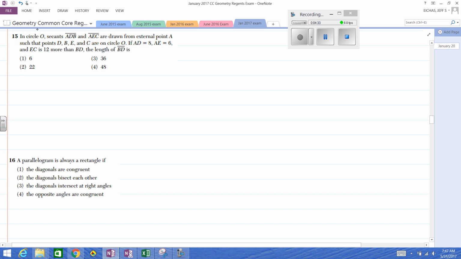In circle O, that means the center is going to be O. Secants ADB and AEC are drawn from external point A. D, B, E, and C are on the circle. So read it a second time. All right, I'm starting to get the picture in my head. I'm going to put O in the center. All right, there's an external point A.